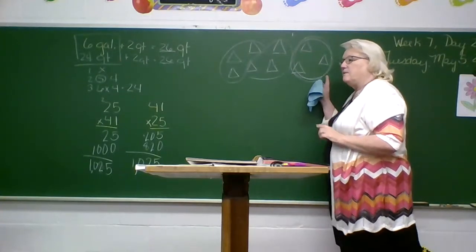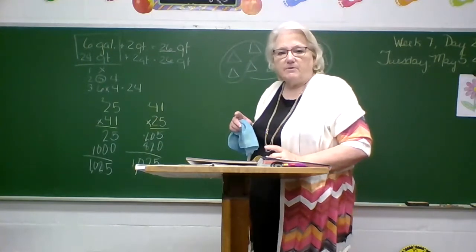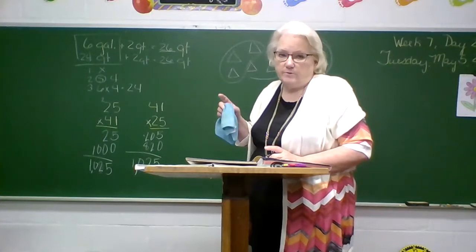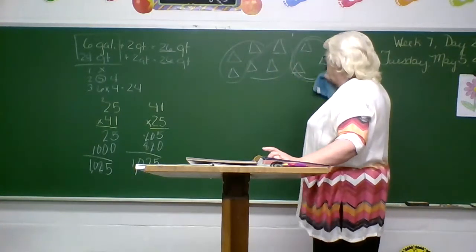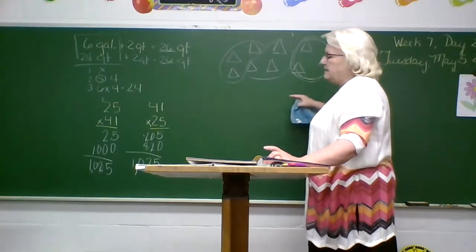So I divided. The bottom number tells me how many sections there are. The top number tells me how many need to be circled. One group, 3 parts, and just one group is circled. Okay? Let's look at the next one.